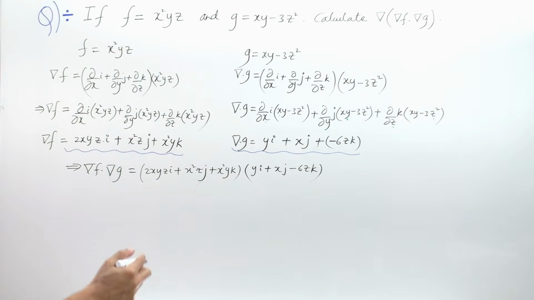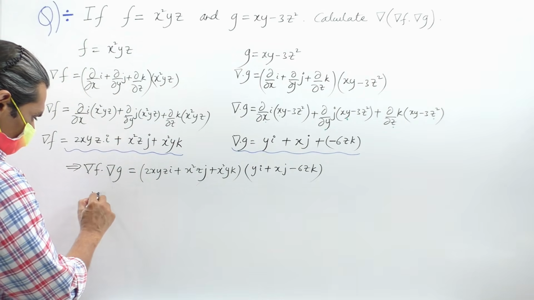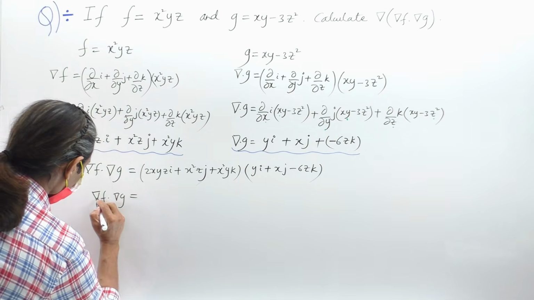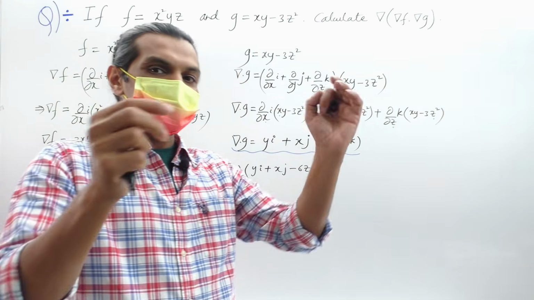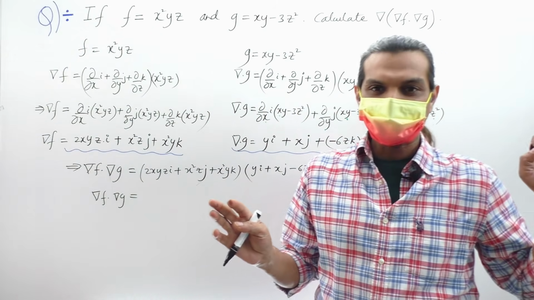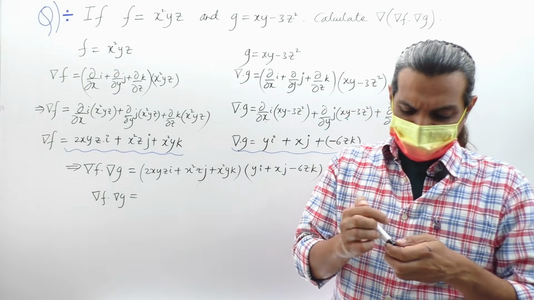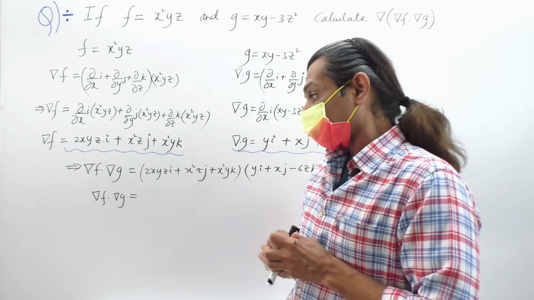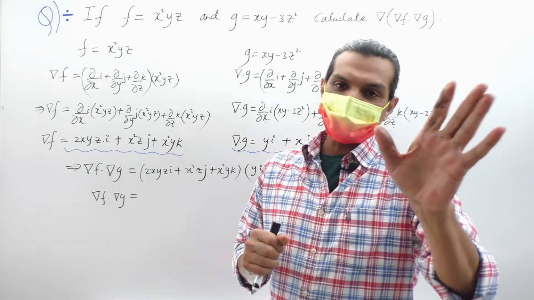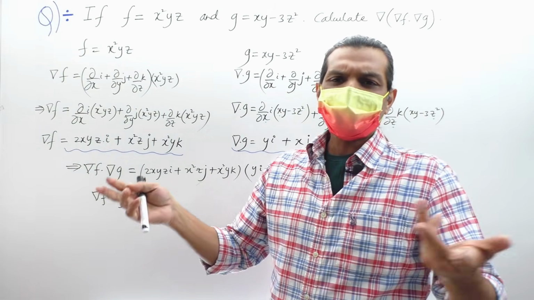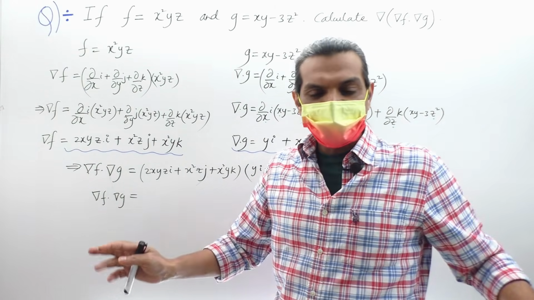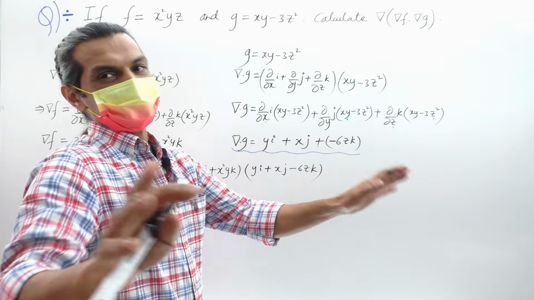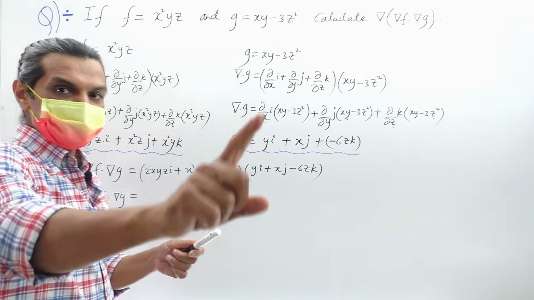So let's multiply it. As you all know, i·i is 1, j·j is 1, k·k is 1 in vector differentiation. I have discussed this in detail in the previous problems, so please refer to the videos on the playlist. So i·i is 1, j·j is 1, k·k is 1, and i·j, j·k, k·i are 0, so we don't need those. Wherever there is i it will go with i, j with j, and k with k.